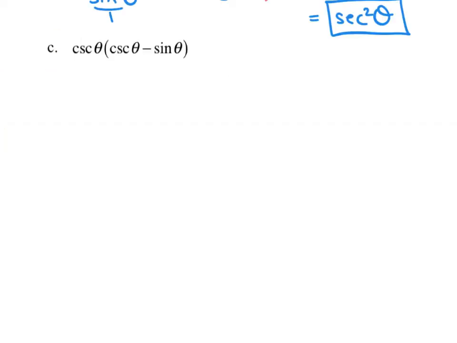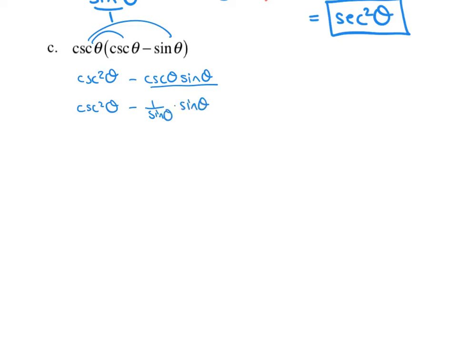And here's one more example. First I'm going to distribute, and I'll get cosecant squared theta minus cosecant theta sine theta. Cosecant squared theta minus, well, cosecant theta times sine theta, those are reciprocals. If cosecant theta is 1 over sine theta, and if I multiply that by sine theta, I'm just going to get 1. So this is cosecant squared theta minus 1. And I believe that's one of our identities from above.